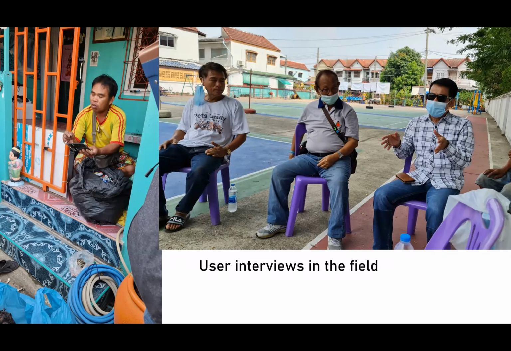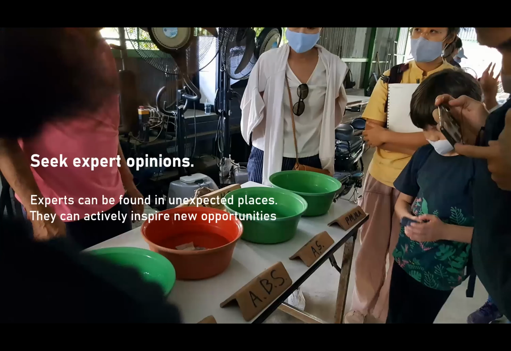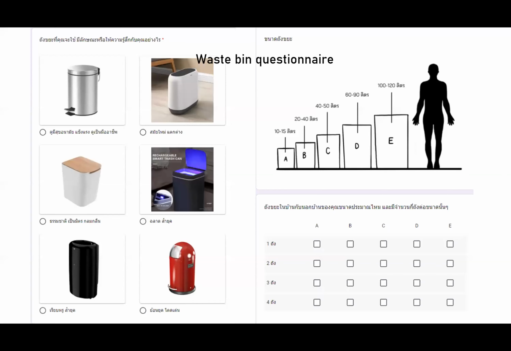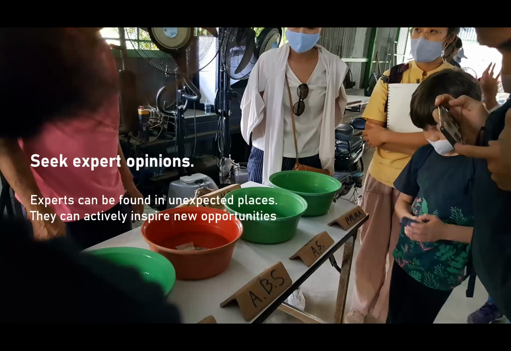When you go into the community, you learn a lot from communities. Chris and I went into this community, and this is how they identify the different types of plastics by using water and salt. They can gauge the density of the plastic to identify them without having to use any scientific equipment. But then COVID hit, so we couldn't go into the community anymore.